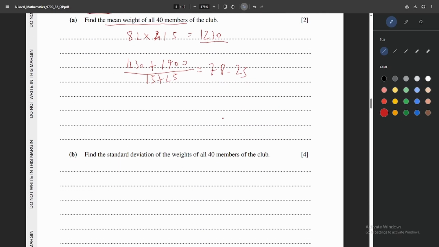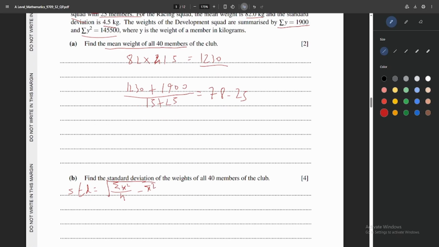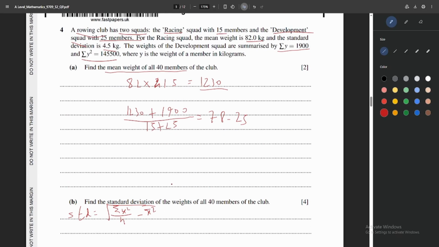Then they asked us to find the standard deviation of the weight of all 40 members. So we need to use the formula. For the standard deviation, we can use this version: the standard deviation equals the square root of the sum of x squared over n, minus the mean squared. This is the formula from the formula sheet. In the first case we have a standard deviation of 4.5.